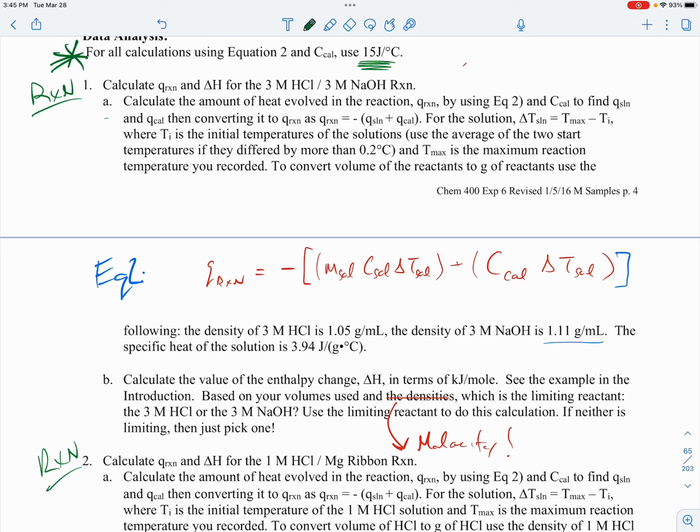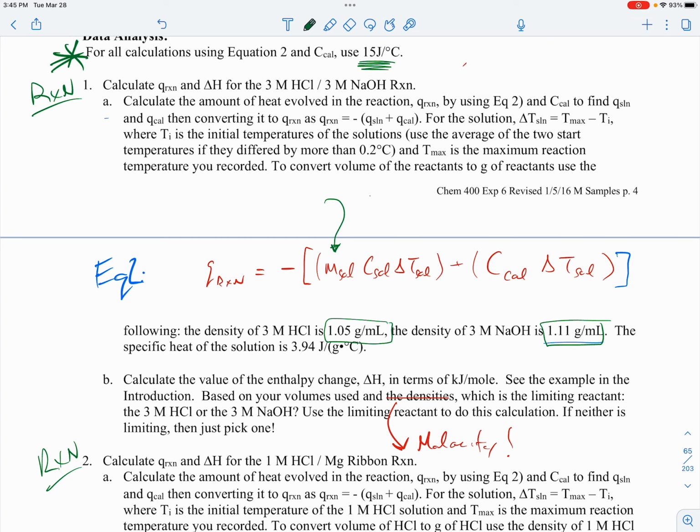Some things to watch out for are this. The mass of the solution has to include the mass of both the HCl and the sodium hydroxide solutions that you used. In other words, you're going to figure out the mass of each, you're going to add them together, that's mass of the solution. To get your mass of the solution, you want to take into account that the density is given for each, right? So for HCl, you want to use a density of 1.05 with whatever volume you used. For sodium hydroxide, you want to use 1.11.